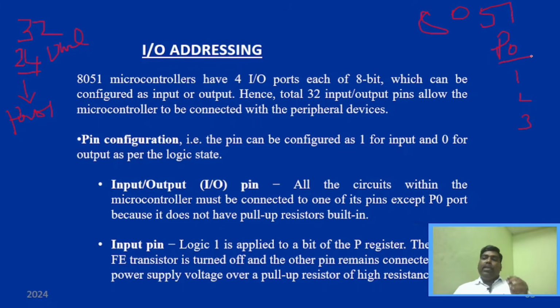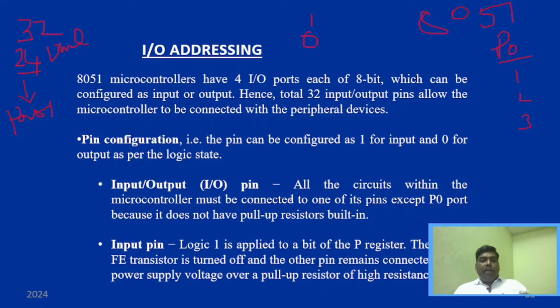Whenever any port has to be accessed as an input port, it has to be set to 1. And if we make the pins 0, then it will act as an output. That is what is explained here. Input output pin circuits with the microcontroller may be connected to the corresponding ports, except port 0, because it does not have the inbuilt pull-up resistor.